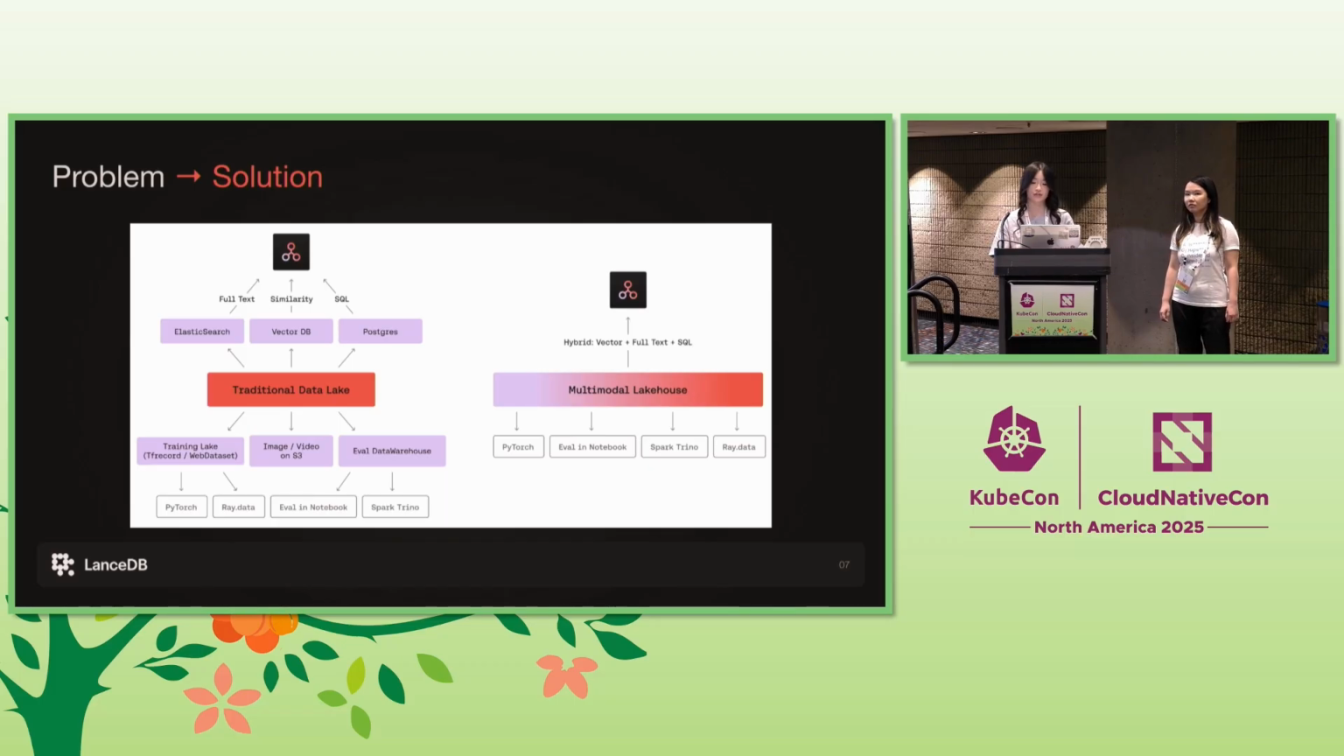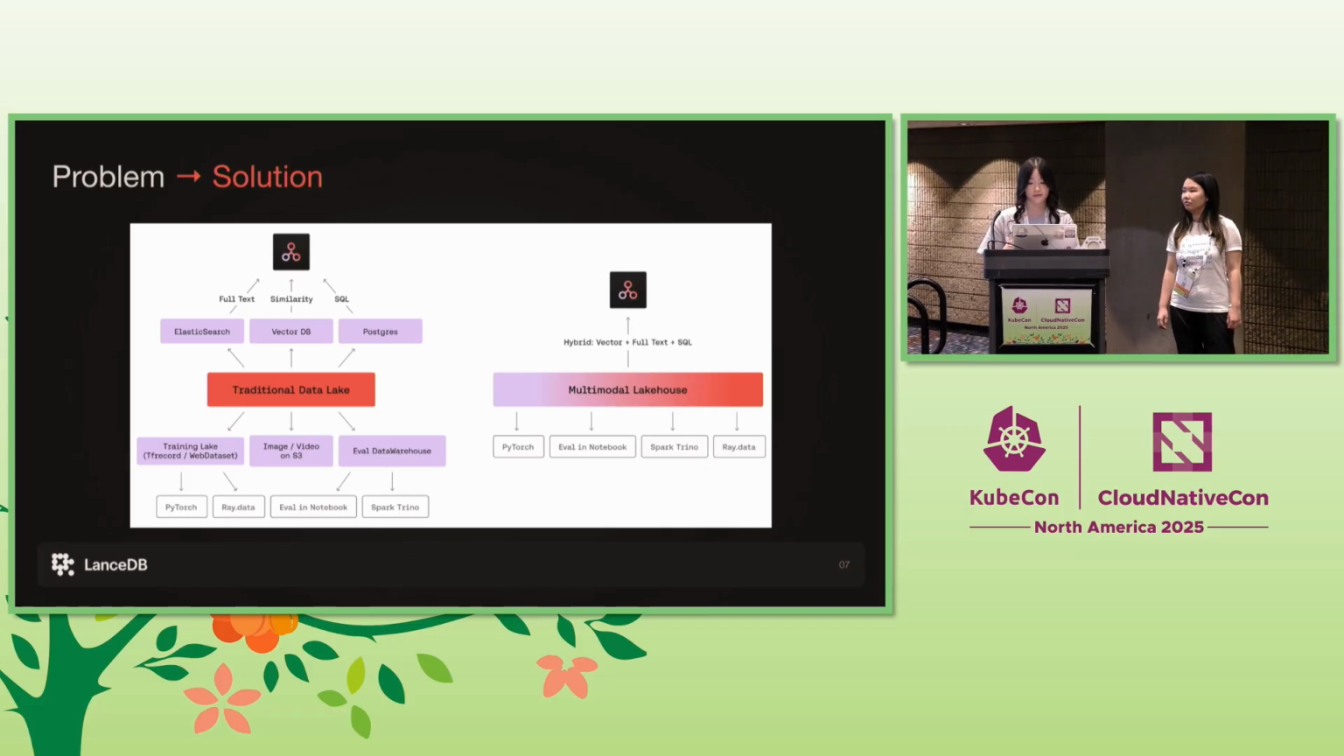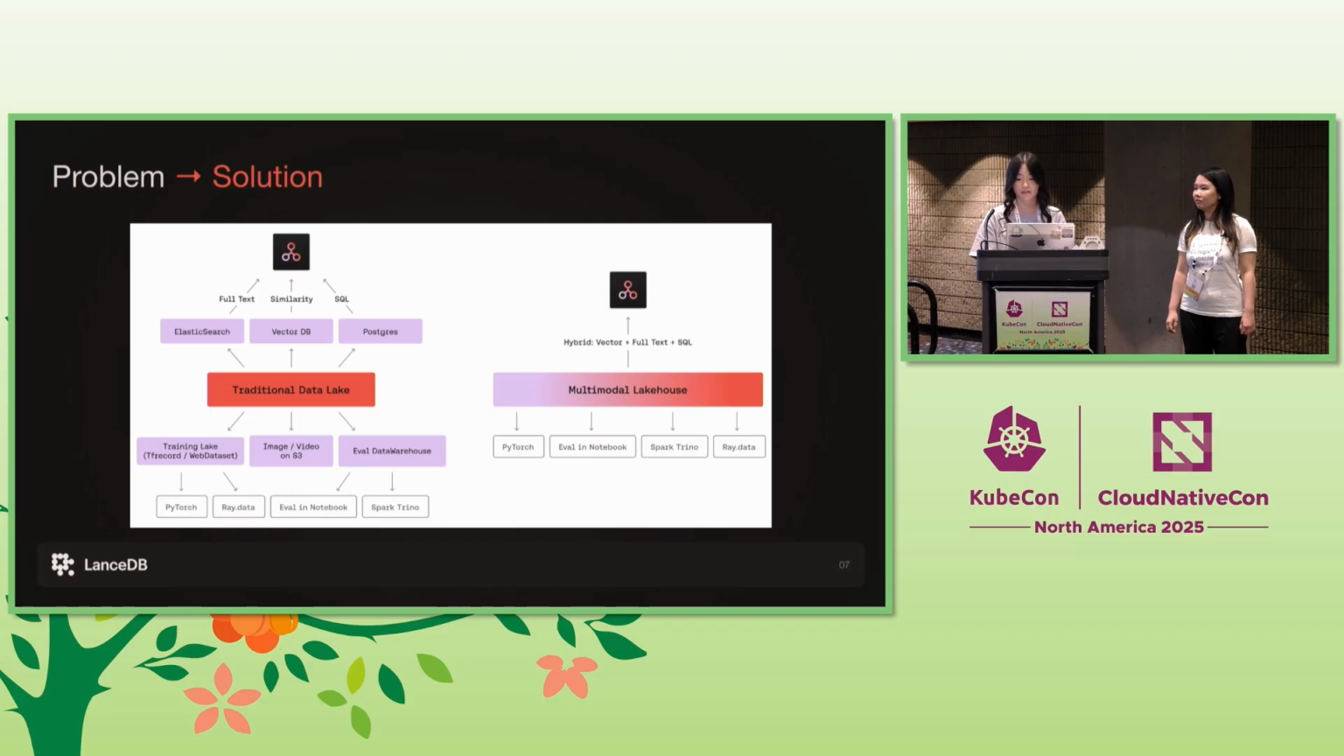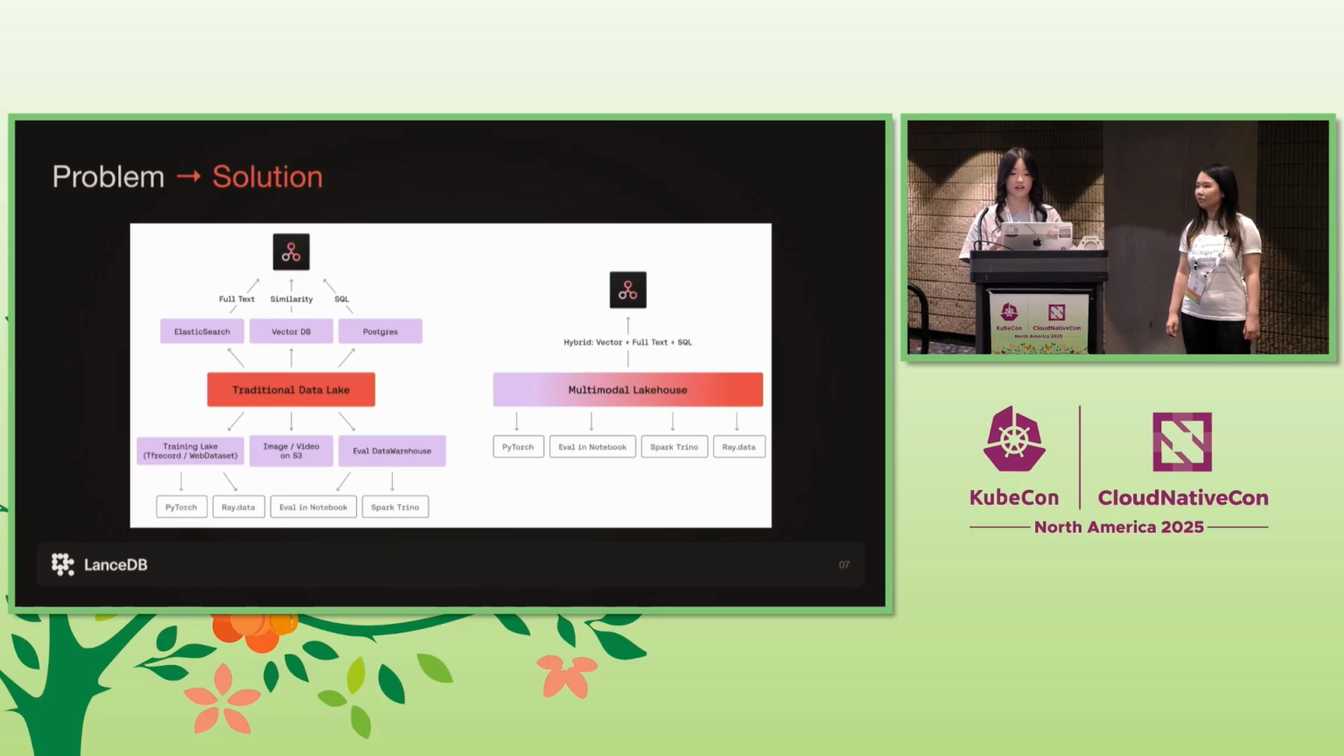So you can use Spark or Ray or PyTorch to process and train your data. So what we're building is what we call the AI native multimodal lakehouse. It's built on Lance format that allows you to store text, video, audio, and sensor data in one place. And then on top of that, you can run your search, analytics, training, and pre-processing workloads. And again, this is all in one system.